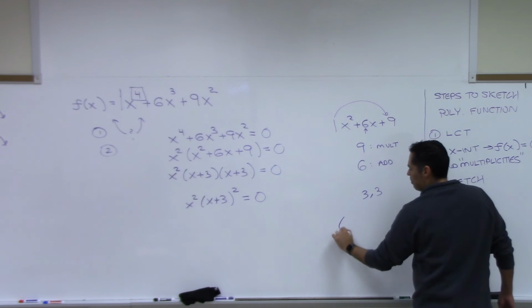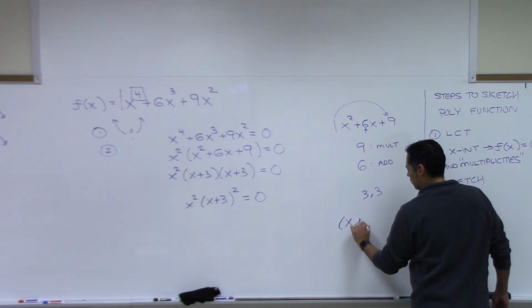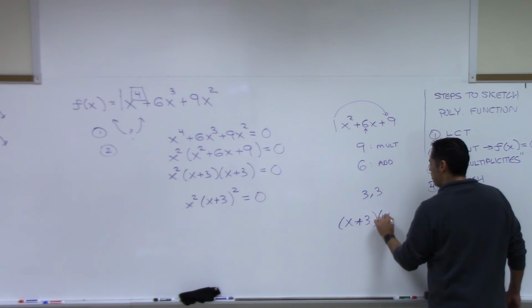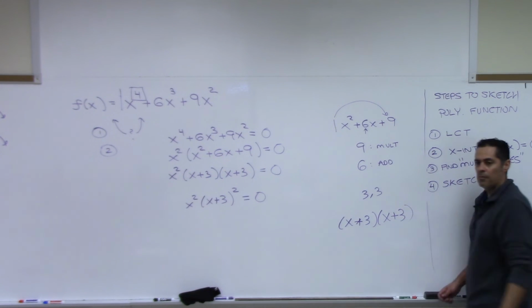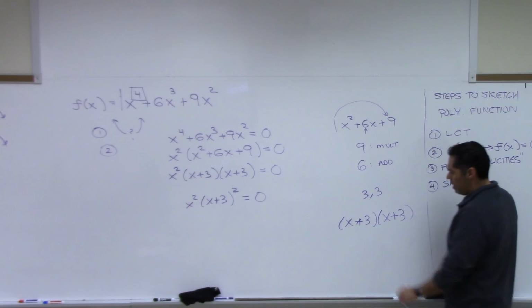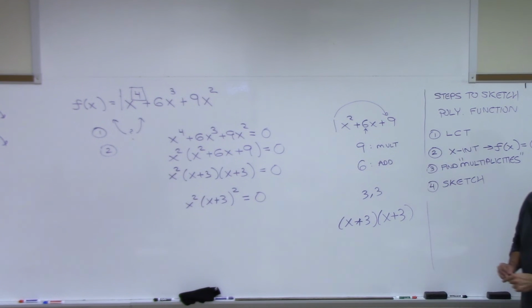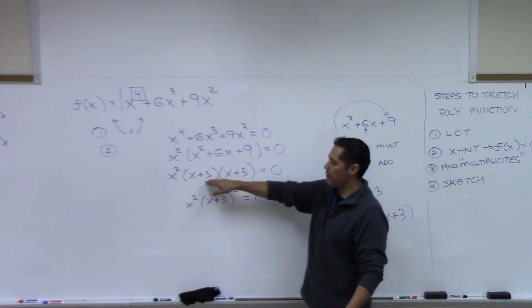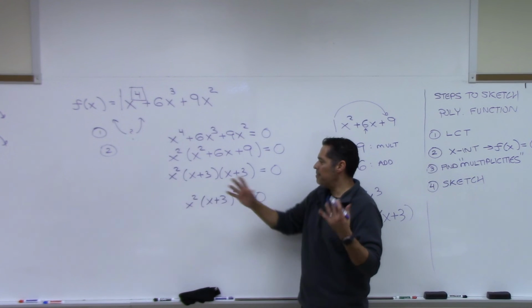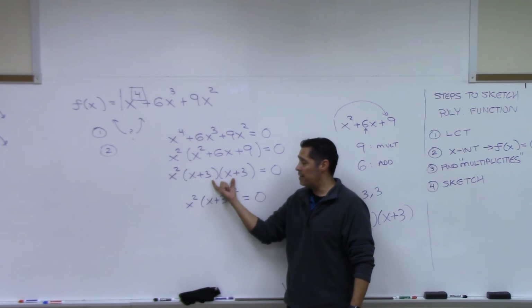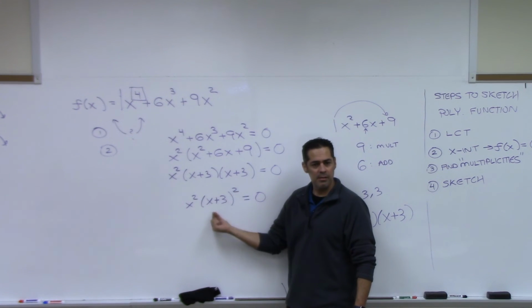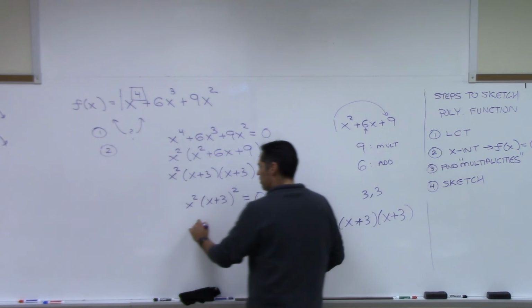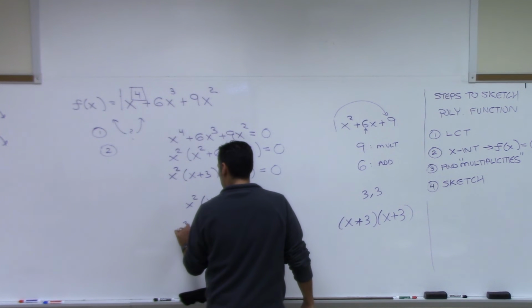So that means you're going to do x plus 3 times x plus 3. So yes, x plus 3, twice, right? So that's where this comes from. This is the step I'm saying is tricky. These are the same thing. So we put them together into this. And now what you do is you set these equal to zero.